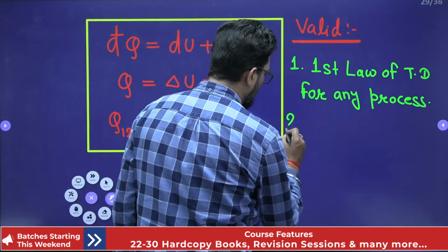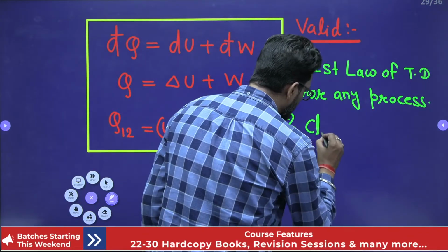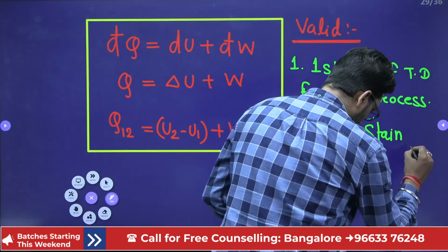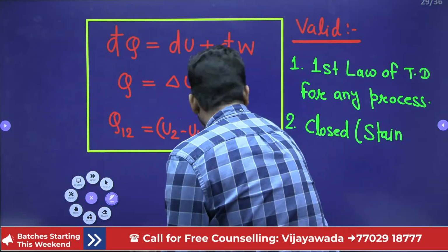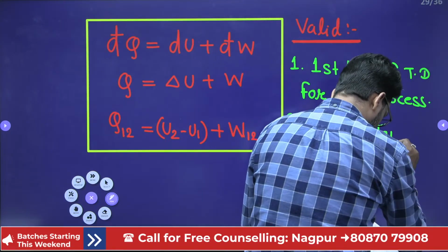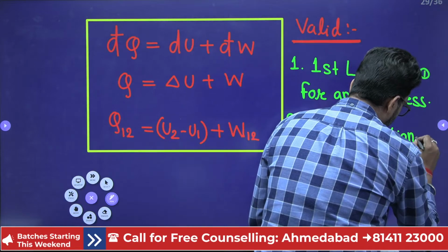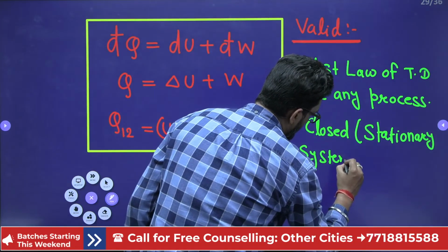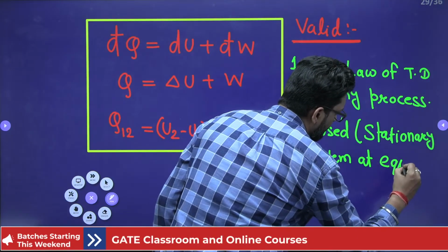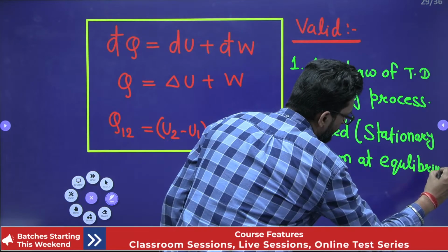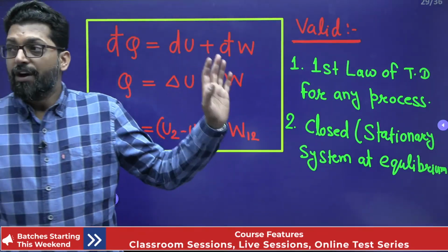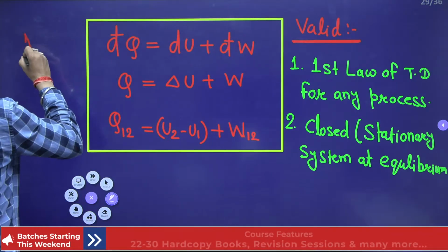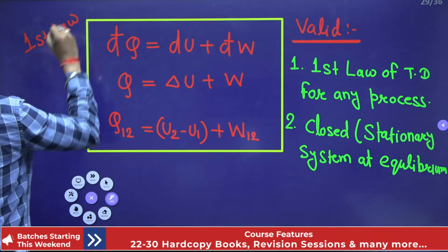Number second. What is the number second? Closed, then in brackets stationary. Closed and stationary system at equilibrium. Yes, sir. So these are the very important things, how to apply this equation and how to write. So this is your first law for a process.